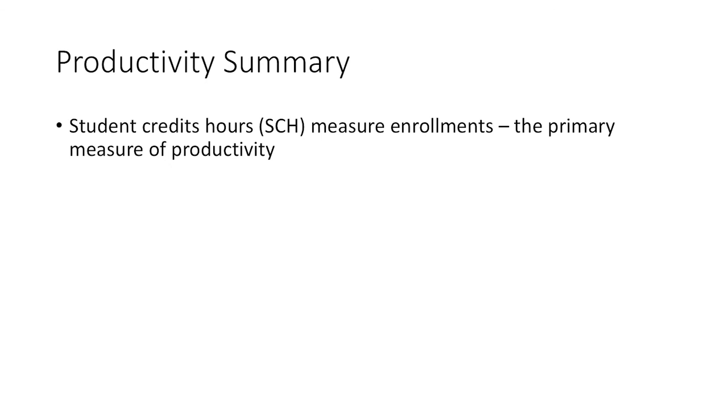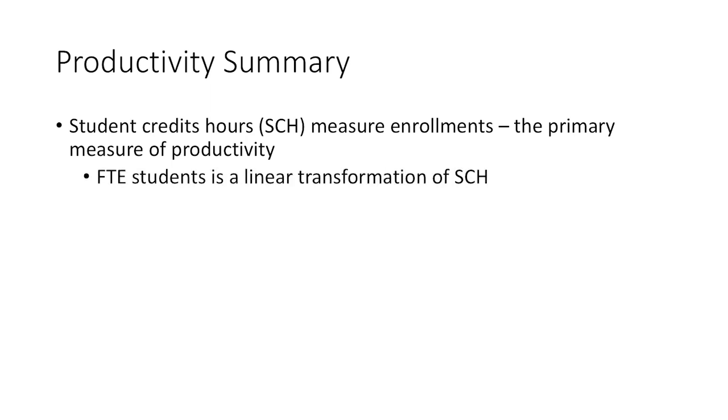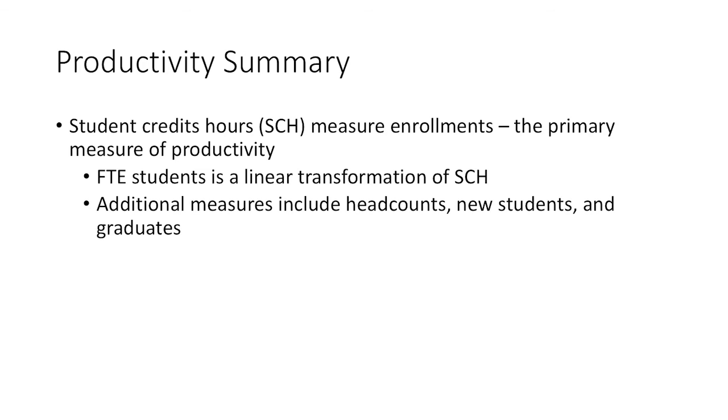Let me recap. I started by saying we need to measure productivity. A measure of productivity is a measure of output of education, and we measure that with how many students we connect with. The precise way to do that is by looking at student credit hours or credit hours sold. That's the primary measure. You can transform that using a linear transformation to FTE students. But it's important to also look at head counts, new students, and graduates. You're kind of triangulating exactly what's going on with enrollment through that combination of measures.